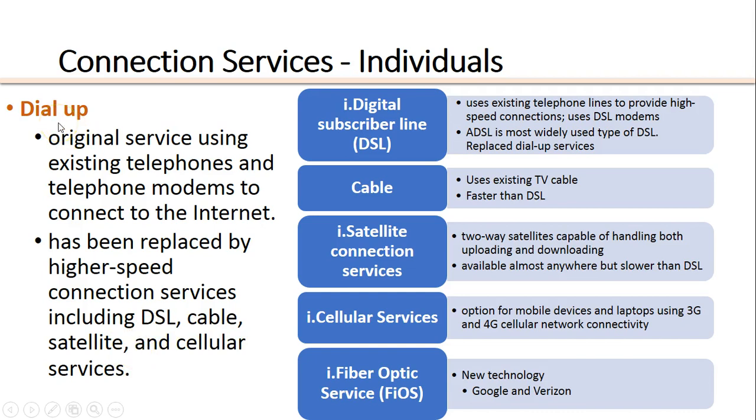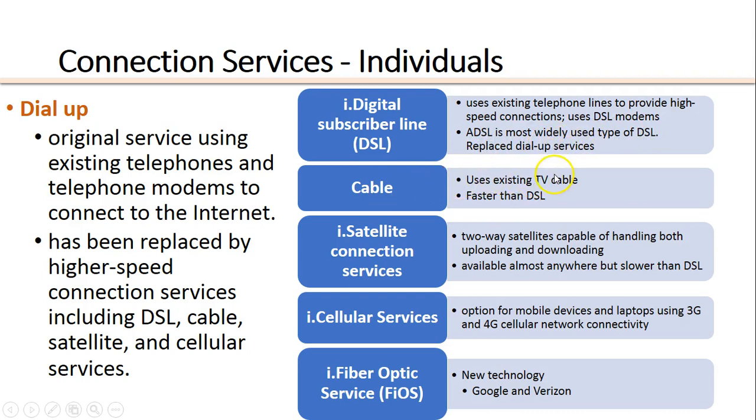So let's look into the connection service for individual. We have here 1, 2, 3, 4, and 5. We have the first one, digital subscriber line. So these use existing telephone lines to provide high-speed connection. It uses DSL modems. ADSL, just now we have said asymmetric digital subscriber line, is the most widely used type of DSL and replaces dial-up services.